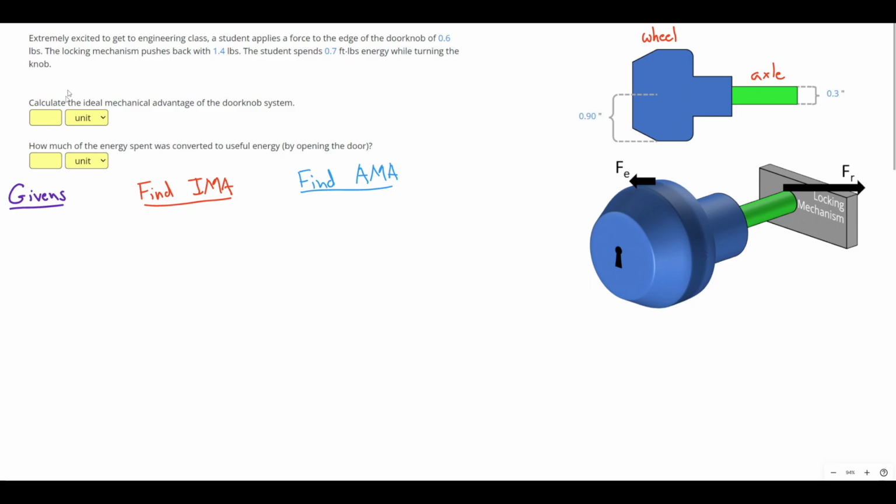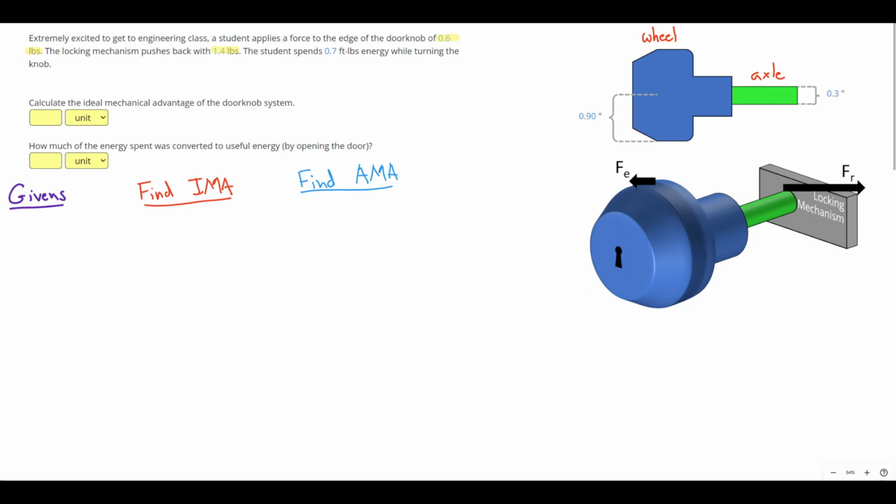Let's read. Extremely excited to get to engineering class, a student applies a force to the edge of the doorknob of 0.6 pounds. The locking mechanism pushes back with 1.4 pounds. The student spends 0.7 foot-pounds of energy while turning the knob. Calculate the ideal mechanical advantage of the doorknob system. How much of the energy spent was converted to useful energy by opening the door?